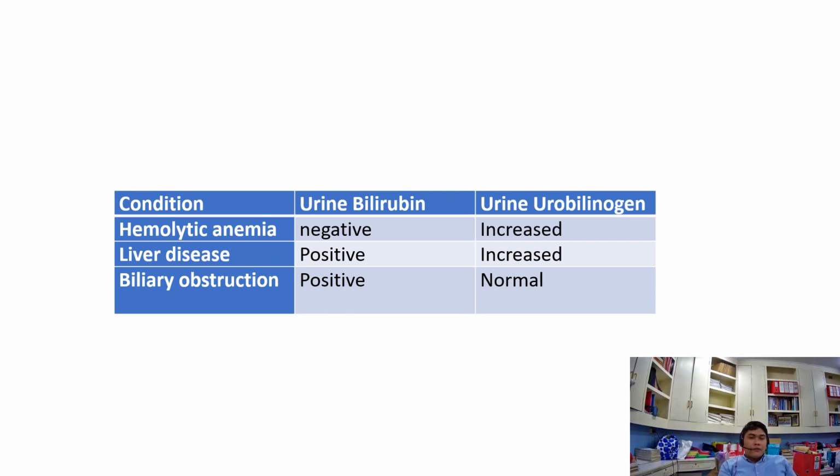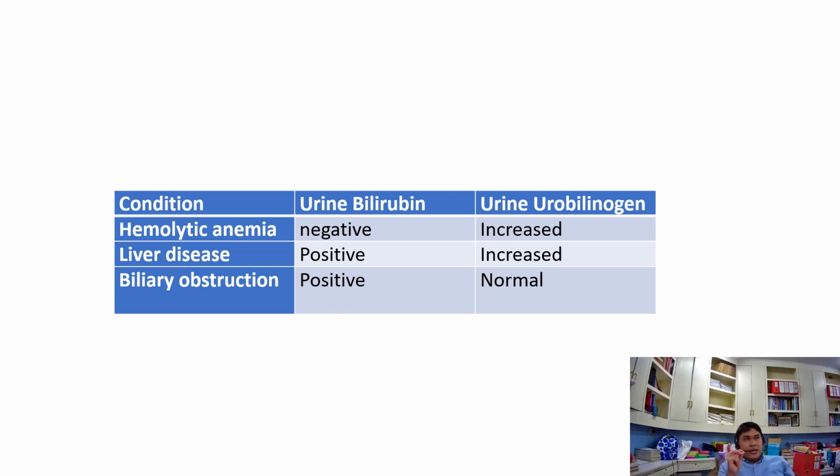For liver disease, it is positive due to the increase in B2. Okay, positive urine bilirubin due to B2 or conjugated bilirubin. Same with biliary obstruction, positive due to B2. Then for urine urobilinogen, for hemolytic anemia, it is increased, liver disease increased, and for biliary obstruction, it is normal.